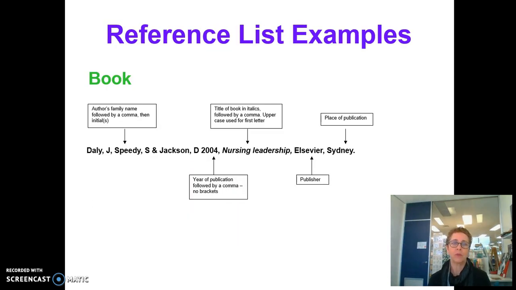All right, so here's an example. So you can see in this example we have three authors, Daly, J, Speedy, S, and Jackson, D. All right, so it's okay to put the shorthand abbreviated and there. And can you see that in the reference list you would put their surname followed by their first initial. In the in-text reference, it's simply just their surname, no initial at all. Then we have the year of publication followed by a comma, the title of the book in italics, the publisher, and the place of publication. The place of publication can be a city or it can be a country.